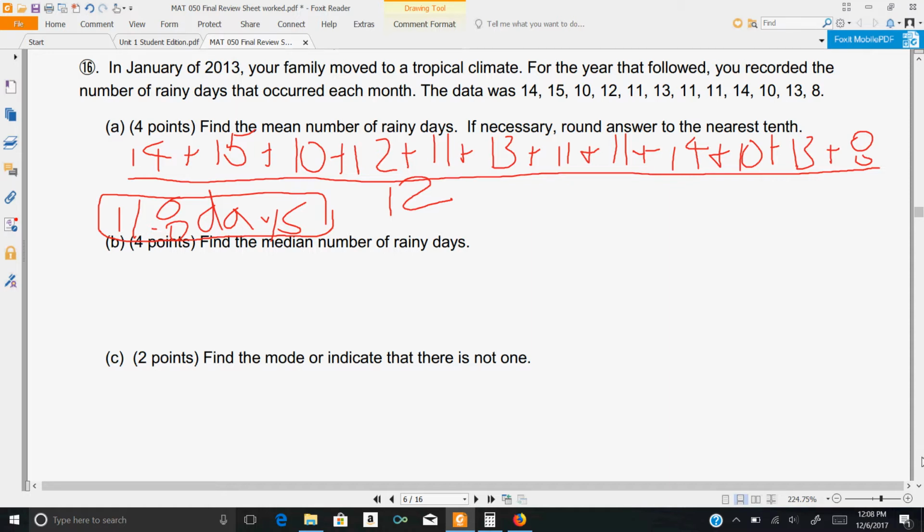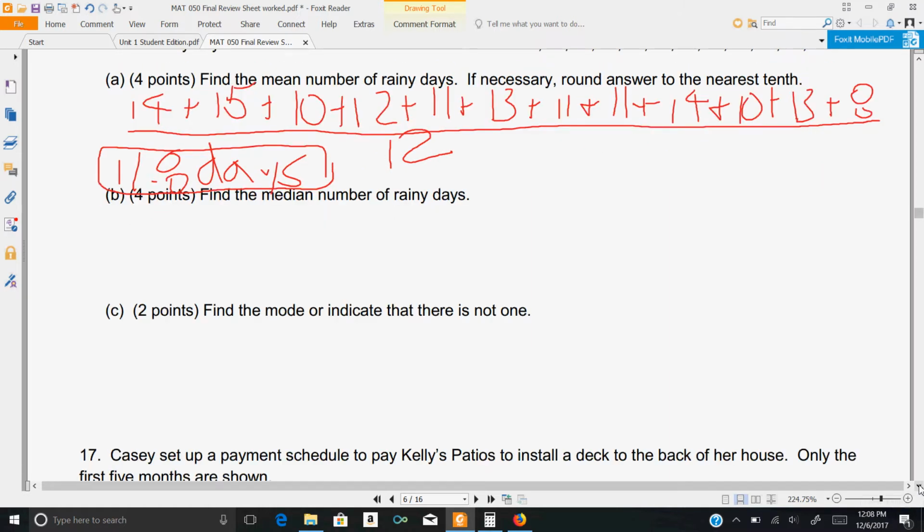Find the median number of rainy days. Median is the one in the middle, so I have to put them in order first. So I'm going to start with my 8. 8's the lowest. I don't have a 9, but I have 2 10s. I write them both. And then I have 3 11s. Second 11, third 11.